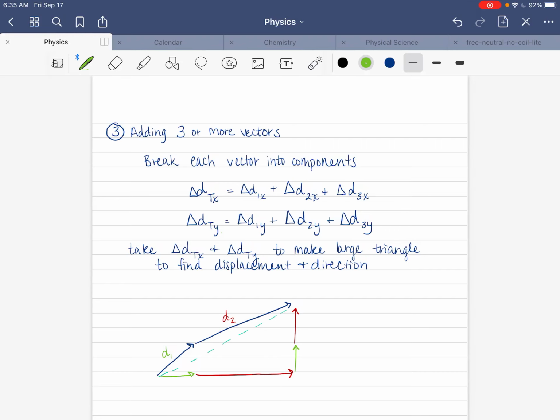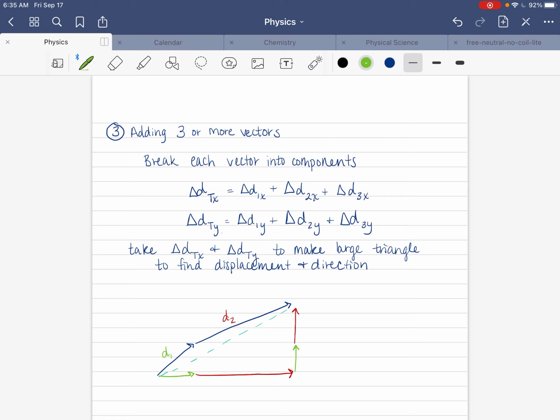This video is going to cover adding 3 or more vectors algebraically. So in order to do this method, we need to break each vector into its components, which is what we covered 2 videos ago when looking at a vector and breaking it into its vertical and horizontal components.